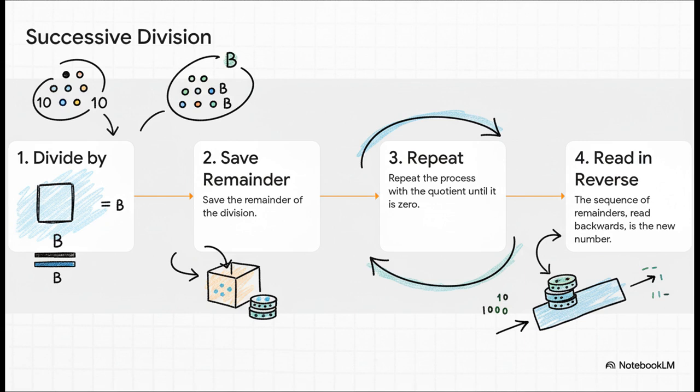Here's how it works. Step 1. You take your number and divide it by the new base you're going for. Step 2. You just write down the remainder. Step 3. You take the whole number part of your answer, the quotient, and you do it all over again. You just keep repeating that until your quotient hits 0. And the last step? You take all those remainders you collected and you just read them from the bottom up. That's it. Let's actually try it.